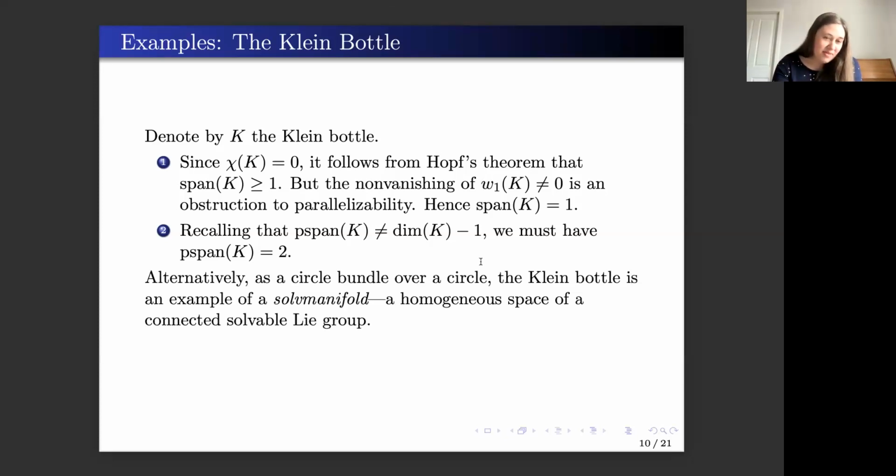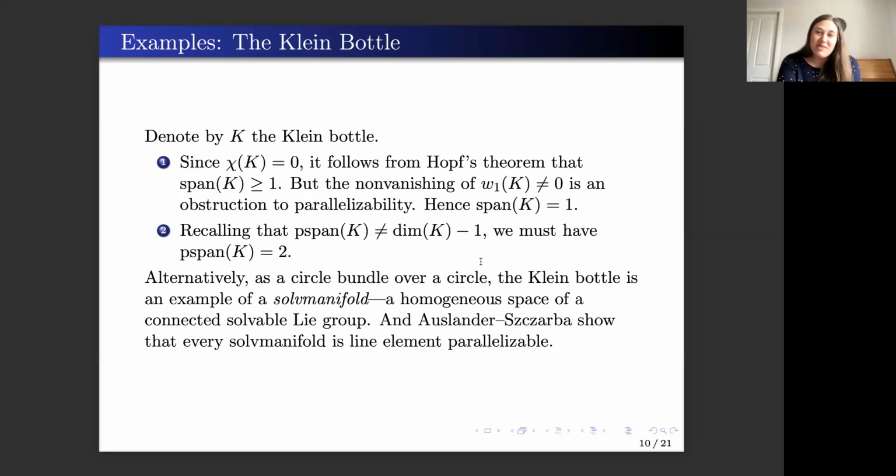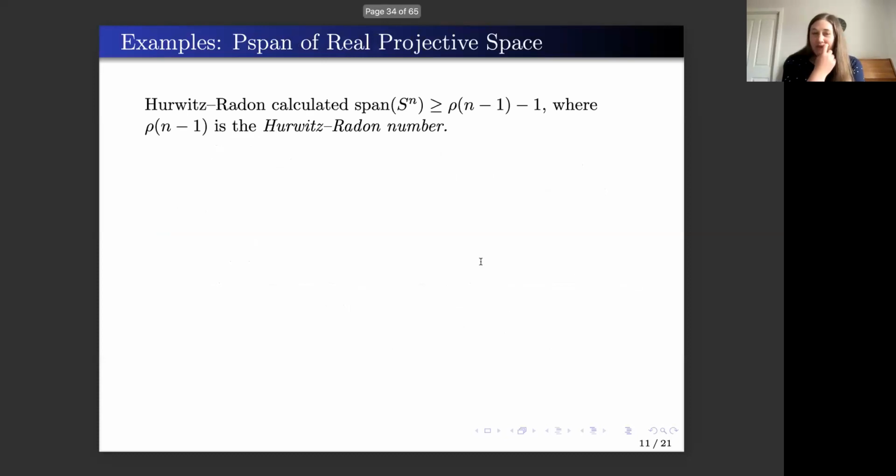Interestingly, though, this sits inside a more general context that I just couldn't help but mention. If you view the Klein bottle as a circle bundle over a circle, then you can realize the Klein bottle as a solvmanifold, which is a homogeneous space of a connected solvable Lie group. It doesn't really matter. I just wanted to mention this really interesting paper by Auslander and Scharba, where they show that every solvmanifold is line element parallelizable. So you could deduce that the Klein bottle is line element parallelizable using the results of this paper, although it was a bit overkill.